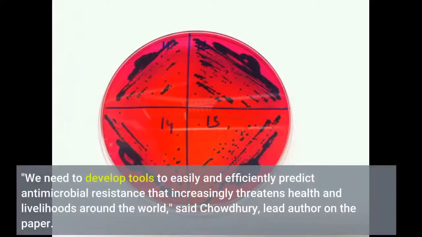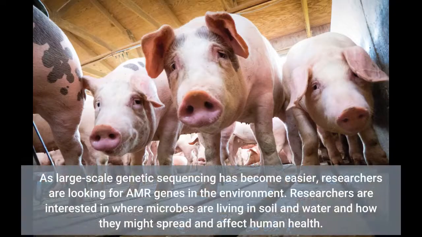We need to develop tools to easily and efficiently predict antimicrobial resistance that increasingly threatens health and livelihoods around the world, said Chowdhury, lead author on the paper. As large-scale genetic sequencing has become easier, researchers are looking for AMR genes in the environment. Researchers are interested in where microbes are living in soil and water and how they might spread and affect human health.